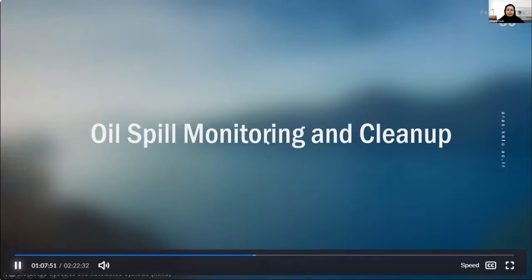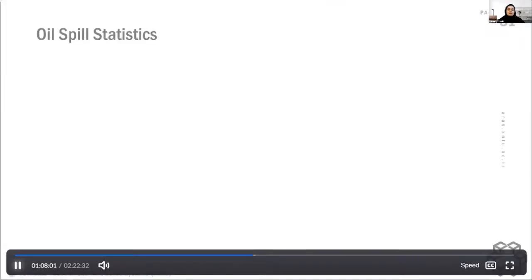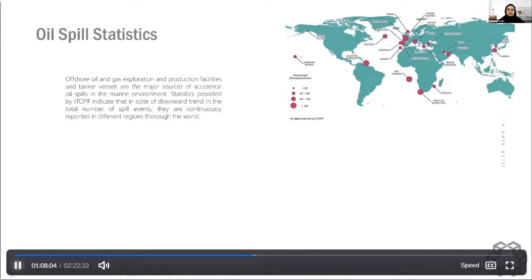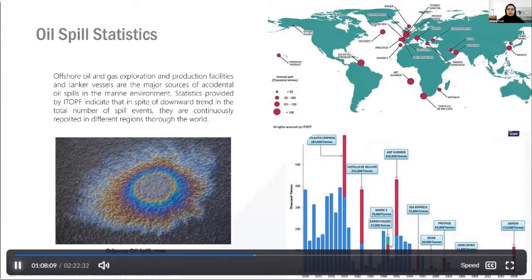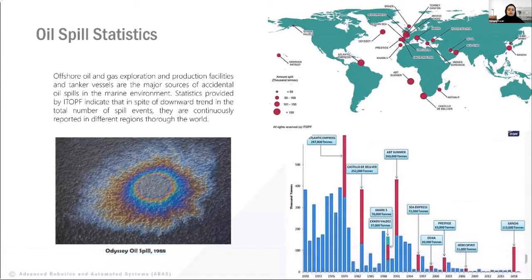Thank you. The title of this part is Oil Spill Monitoring and Cleanup. As you know, marine pollution caused by oil spills is a severe environmental issue that may cause adverse effects on the marine ecosystem. Offshore oil and gas exploration, production, and tanker vessels are the major sources of oil spills.